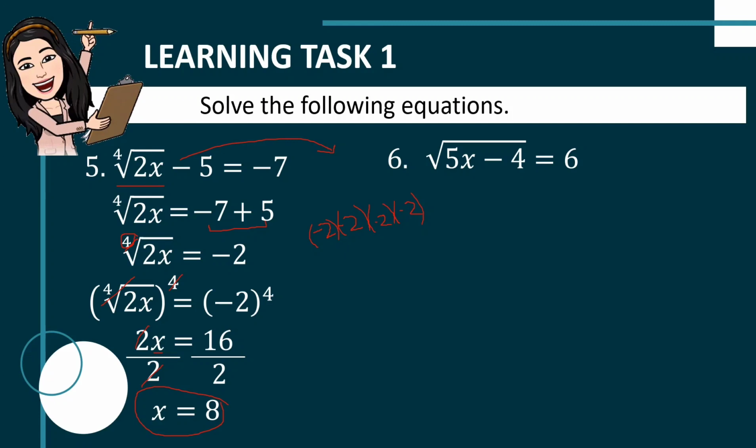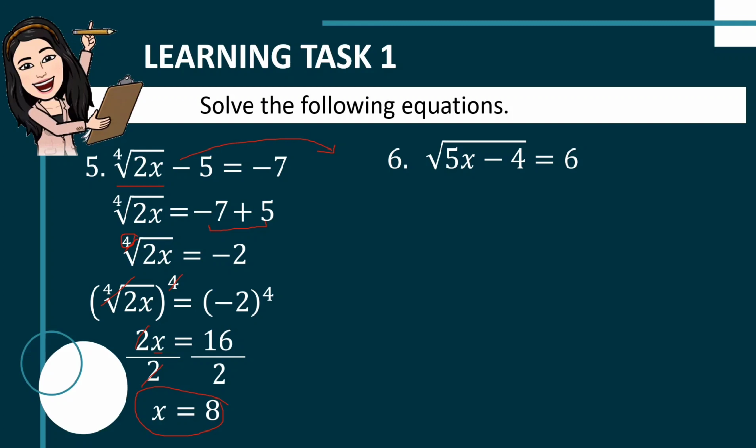The square root of 5x minus 4 is equal to 6. So, here, we will isolate na. Okay, balikan natin na. Square root of 5x minus 4. Okay, erasein muna natin itong part na to.